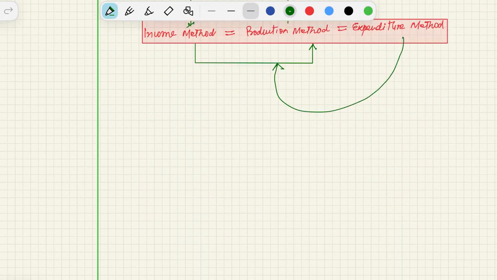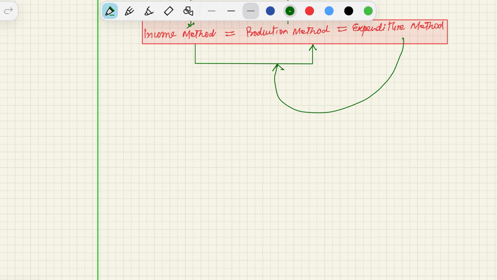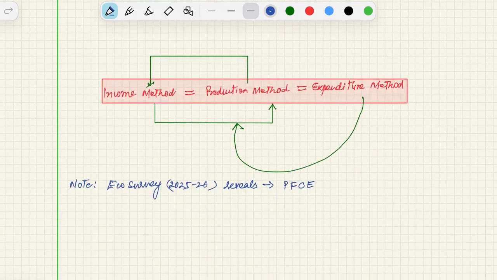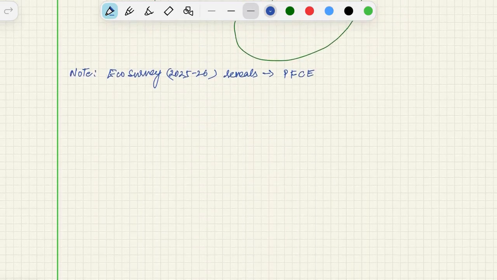Here I will write one note. Economic Survey 2025-26 reveals that private final consumption expenditure, PFCE, we have told you here about PFCE, private final consumption expenditure. All right, it is about PFCE.